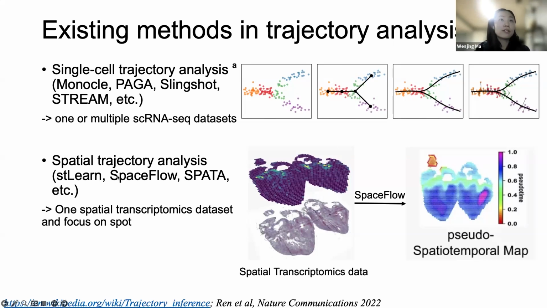There are also other spatial trajectory analysis methods, for example, stLearn and SpaceFlow. But what they did is that they tried to identify the pseudotime within one slice. So it only used one spatial transcriptomic data set and only focused on whether certain pseudotime can be detected within this specific slice. So there are currently no methods designed for multiple spatial temporal transcriptomic data sets.